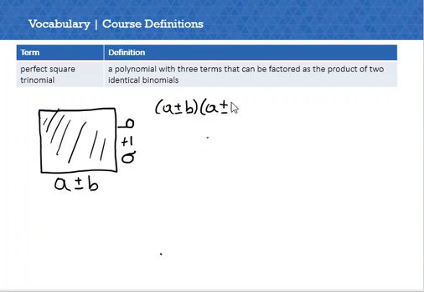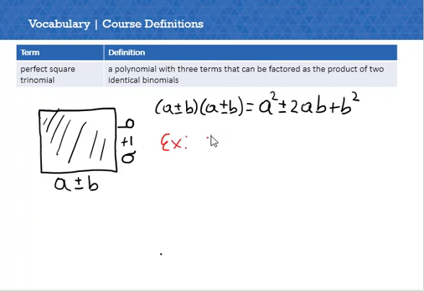So now we see by definition that a trinomial that can be factored as a product of two identical binomials is indeed a perfect square trinomial. If you actually use FOIL, we will end up with a squared plus, if it's plus, minus if it's minus, 2 times a times b plus b squared. So how are we going to use this formula to determine if a trinomial is a perfect square trinomial? Let's do an example.